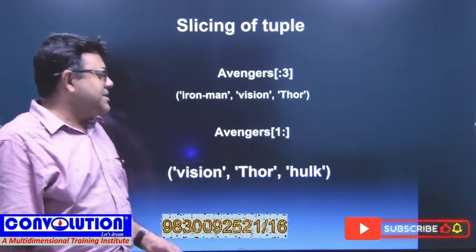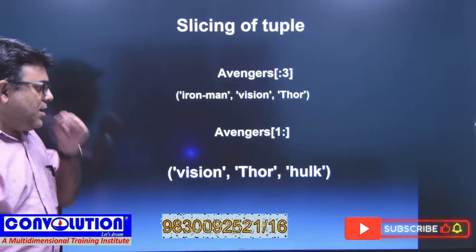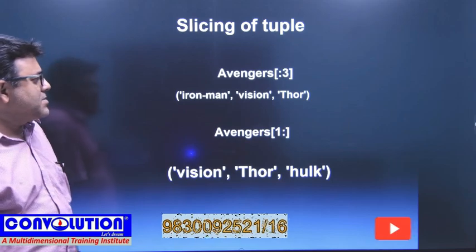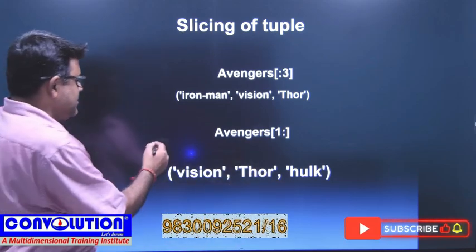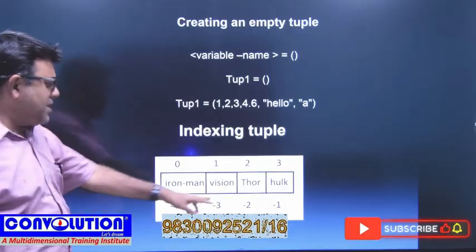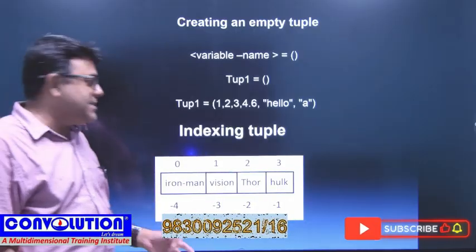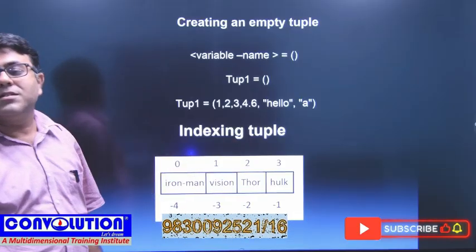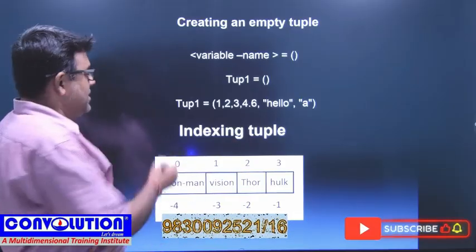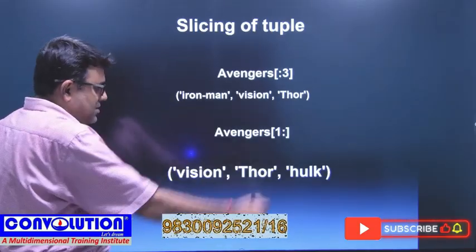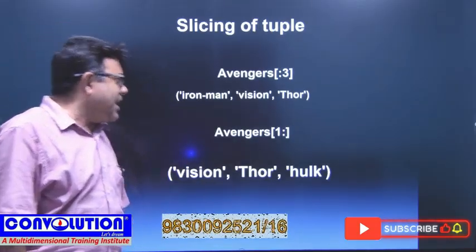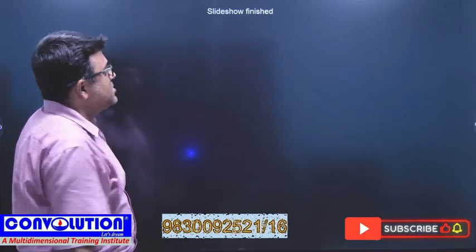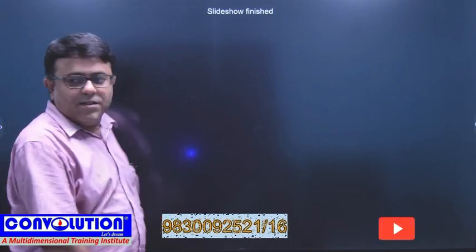Next, take another example like this: Avengers, then 1 colon. That means it will be like this: Vision, Thor, and Hulk. Starting from Vision, after that I have not mentioned anything, so it will continue till the end. So it will be Vision, Thor, and Hulk. So this way, like your string, we can go for the slicing concept in our tuple also. It's a very small thing which you have seen here.